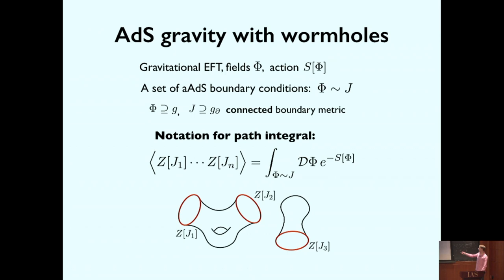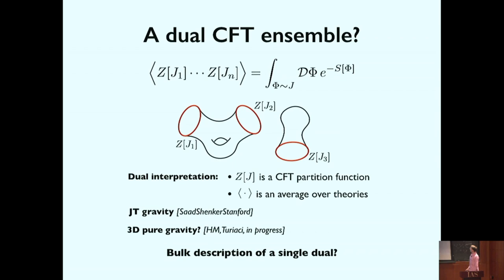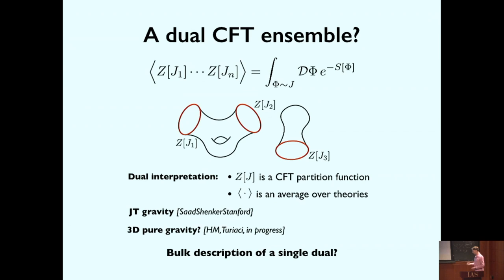Okay, and if I didn't have these funny brackets and I just had one of these Zs, this would be the standard GKPW dictionary for AdS/CFT. The partition function of some CFT is equal to some path integral over geometries. But now the natural interpretation that we might want to assign to this, if we're lucky, is not a single CFT, but an ensemble.